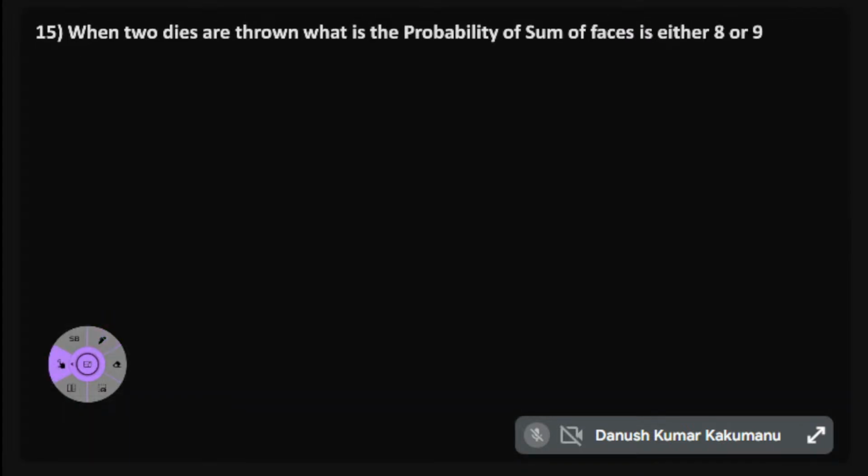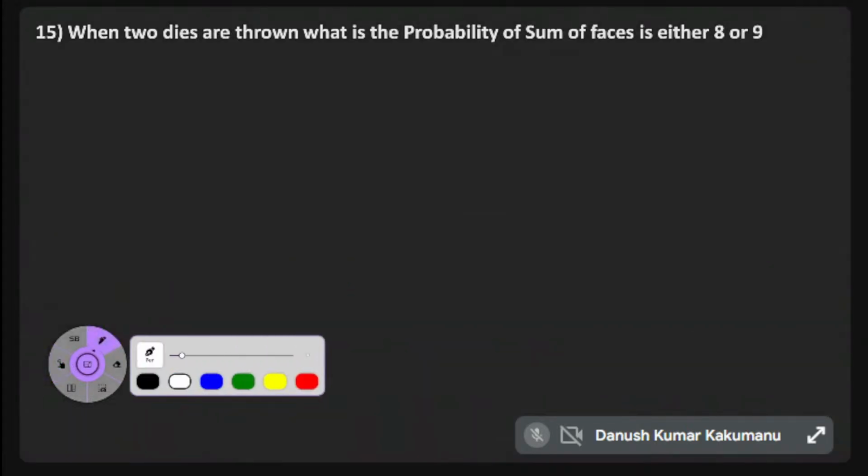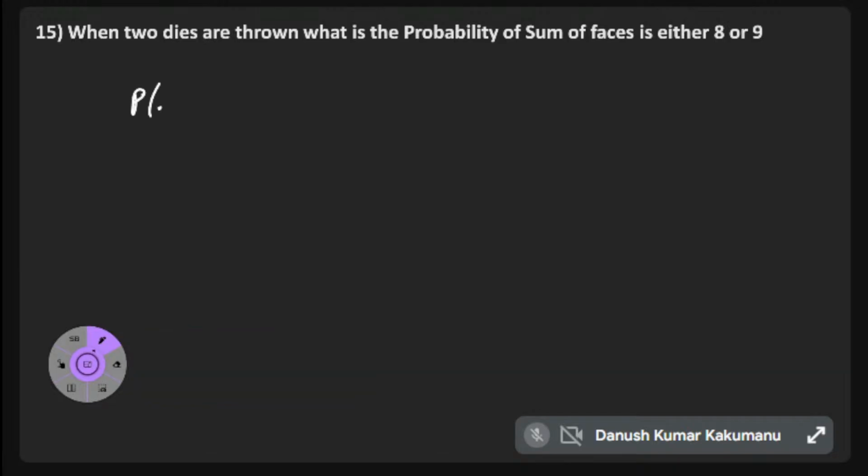When 2 dice are thrown, what is the probability that the sum of faces is either 8 or 9? Either 8 or 9 means we have to apply the additive law, probability of A union B. How many are favorable to sum 8? What are the events favorable to sum 8 here? First row, no elements. Second row, 2, 6. Third row, 3, 5. Fourth row, 4, 4. 5, 3. And 6, 2.